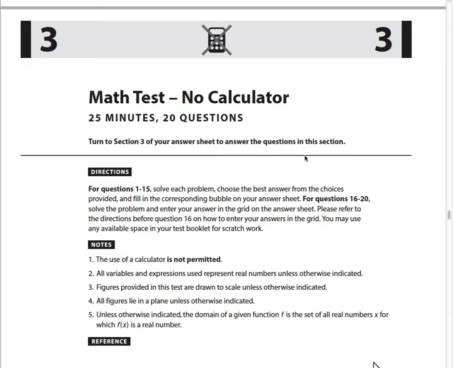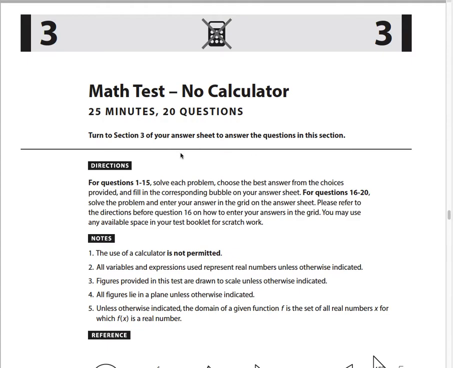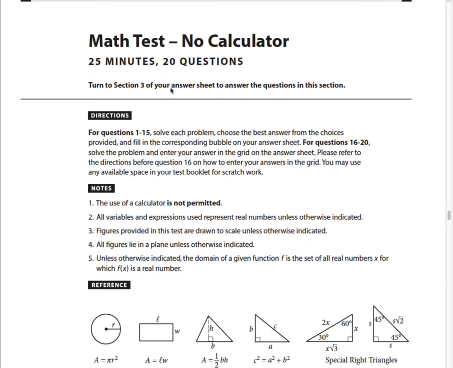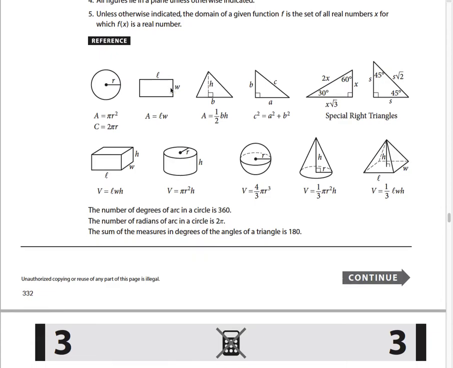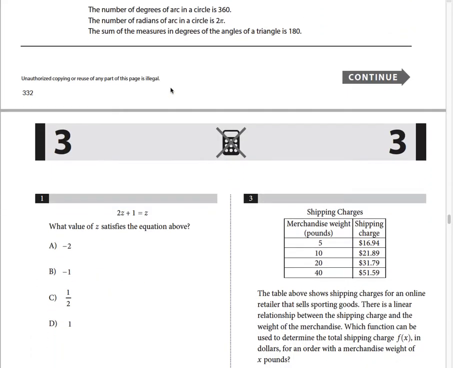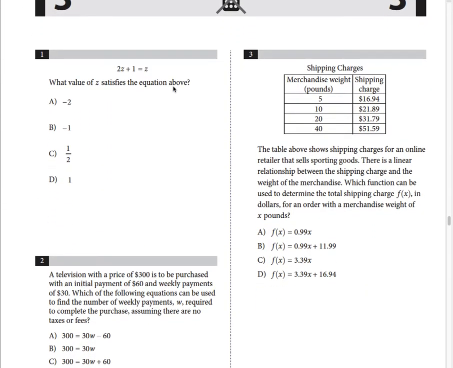Okay, so this is the official College Board practice test number 10, and it's section 3, the no calculator section. So I'm going to do a few of these first problems in this video. Okay, what value of z, number 1, satisfies the equation above? That just means solve for z, so you could just plug in the numbers and see which one satisfies the equation, or you can do out the steps to solve for z. I'm going to do the steps.